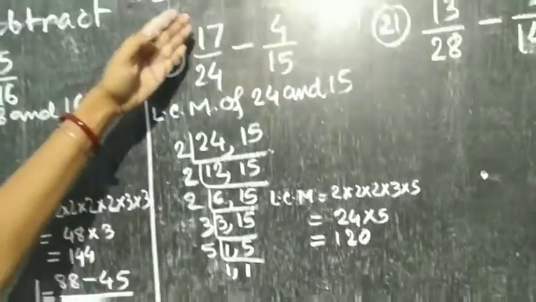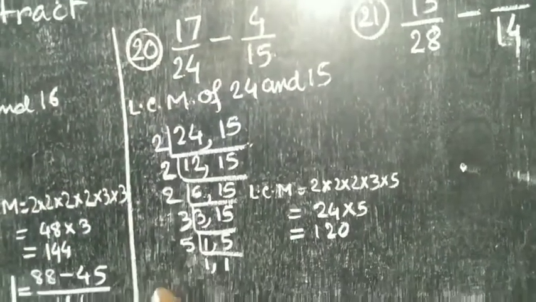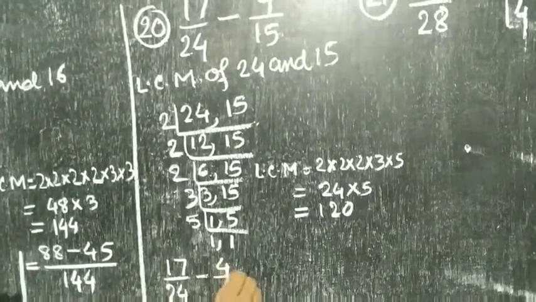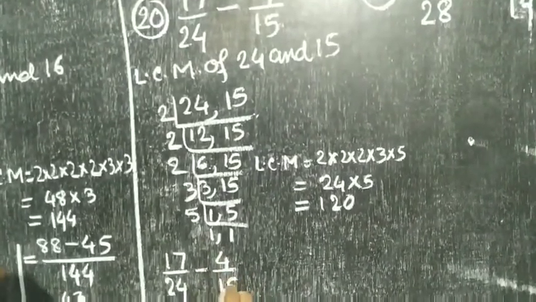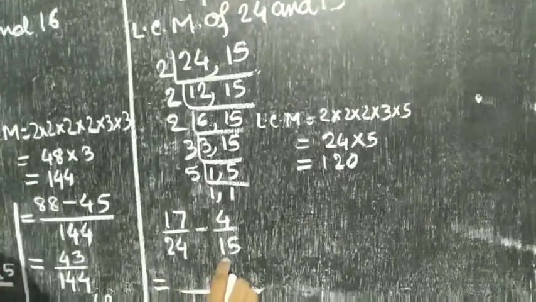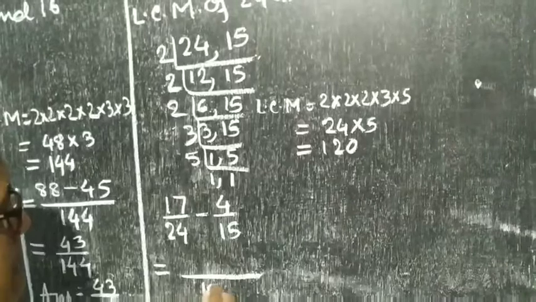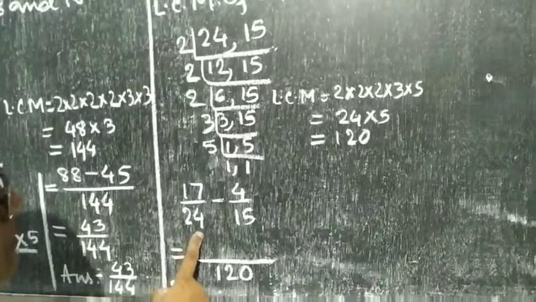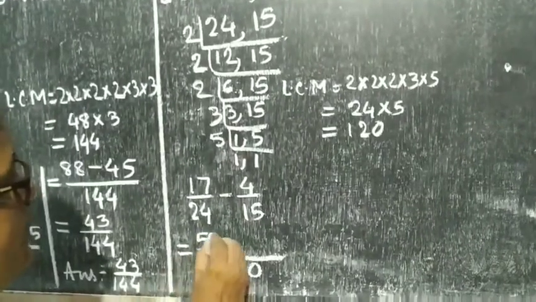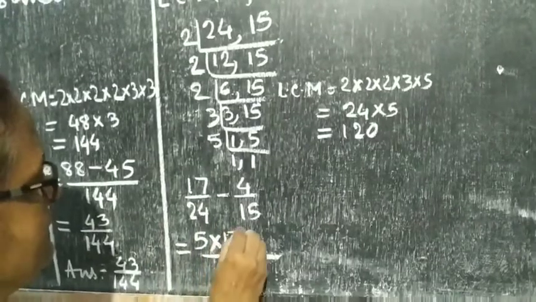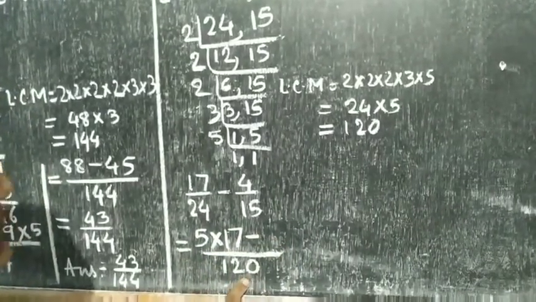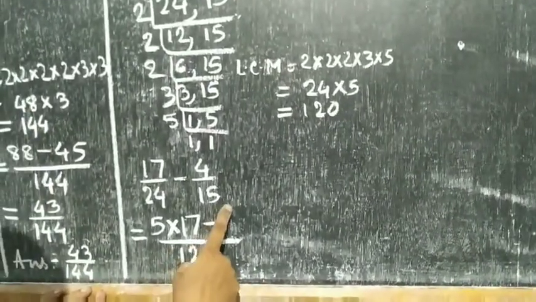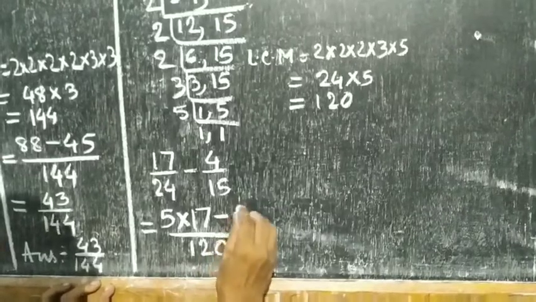Now again you write the sum, 17 by 24 minus 4 by 15. So what is the LCM of 24 and 15? 120. So write in the denominator 120. Now you divide 120 by 24. So it is coming 5. So 5 into, in the numerator 17. So write 17 minus, again you divide 120 by 15. So it is coming 8. So 8 into 4.